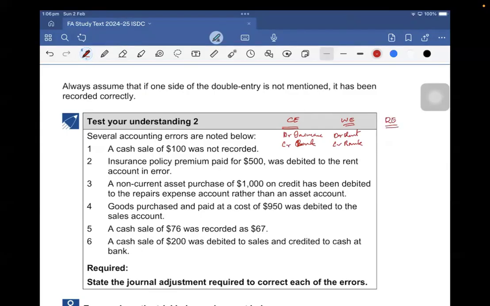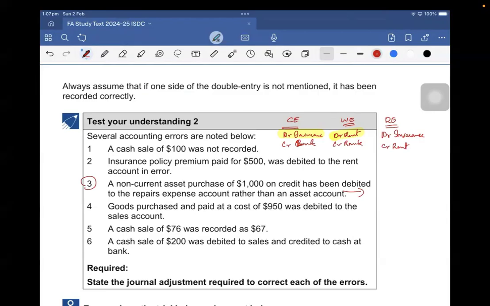To rectify, you look at what they have done wrong. They have unnecessarily debited rent, so you credit it to cancel it. And the correct entry is debit insurance. Now the third one: after the class, you are going to try this question on your own, and if you have doubts, you can open the recordings.